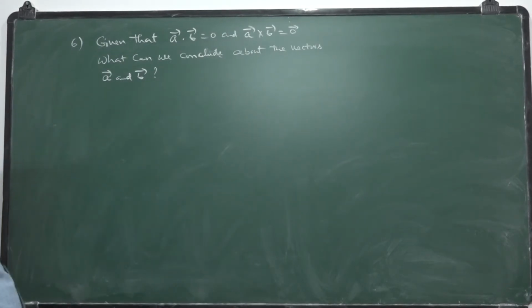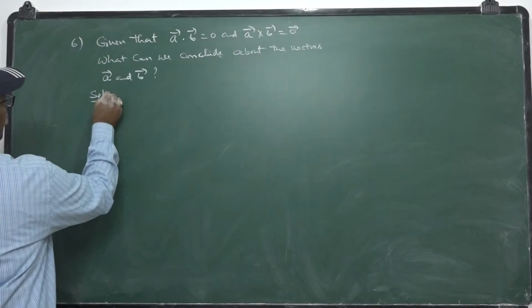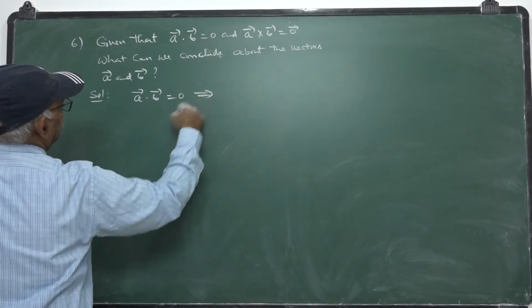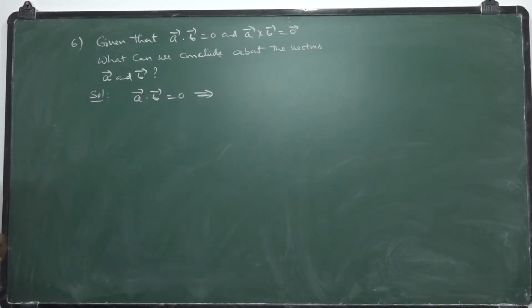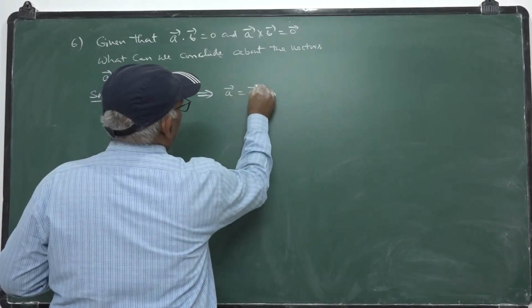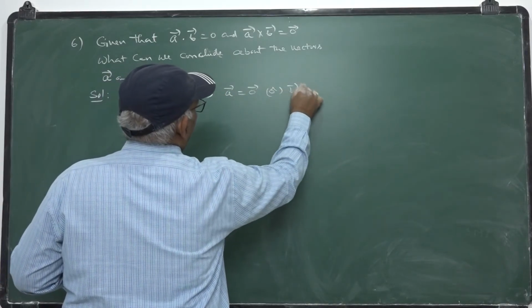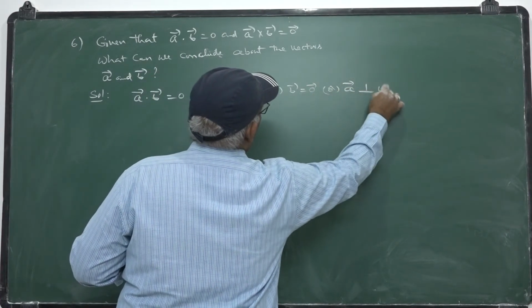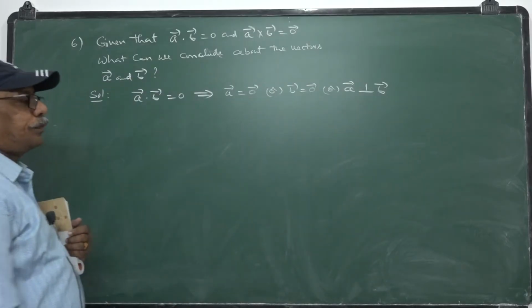Given that A bar dot B bar is 0, the dot product of two vectors is 0. Similarly, the cross product of the same vectors is 0 bar. Then what can we conclude about the vectors A bar and B bar? This is a simple logical question. A bar dot B bar is 0 implies either A bar is 0 bar or B bar is 0 bar, or A bar is perpendicular to B bar. Any one of these follows.